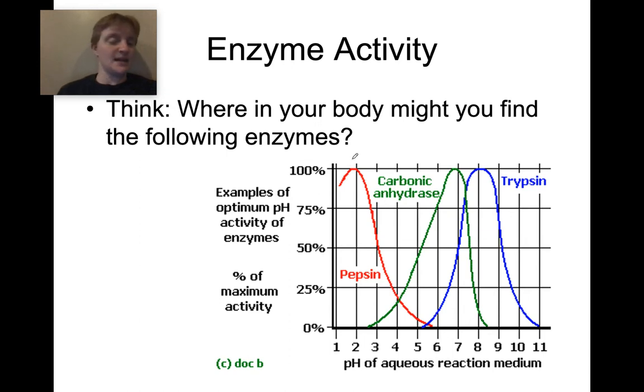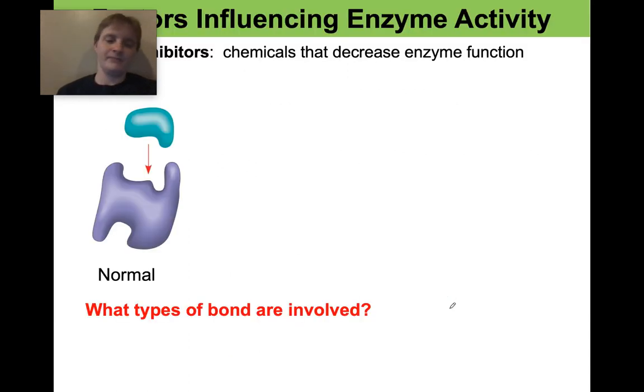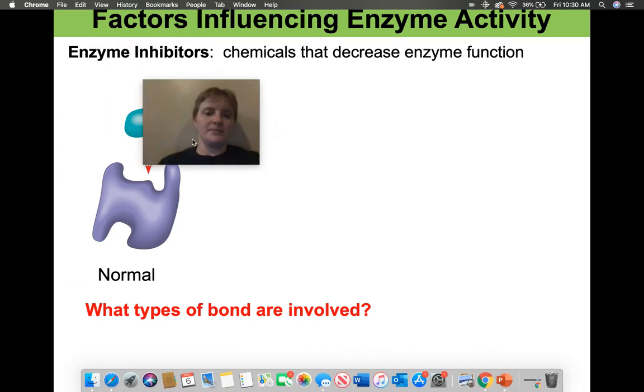Pepsin is a stomach protein. It works in our stomach to help break down proteins, but it only works at a pH 2, right? Makes sense because it's a stomach protein. Trypsin, like you might have guessed, is an intestinal protein. It works in our intestines. Carbonic anhydrase works in your blood. Your blood pH sits right in between 6 and 7. Cool, right? All right, let's keep going.